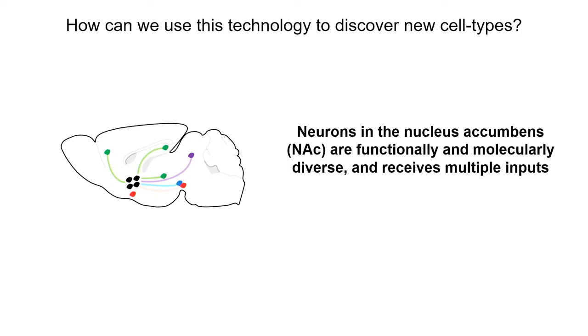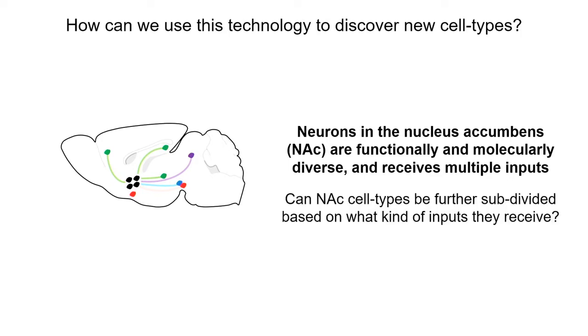We have at least two main subtypes, the direct and indirect D1, D2 neurons. And importantly, they receive multiple different types of long-range inputs from throughout the brain. And so a question is, can these nucleus accumbens cell types be further subdivided into new cell types based on what kinds of inputs they receive?